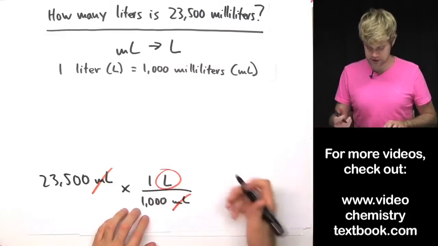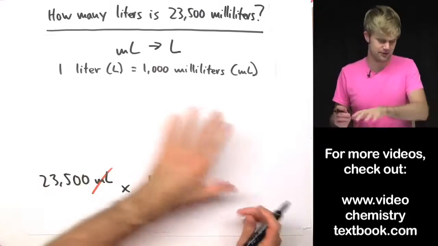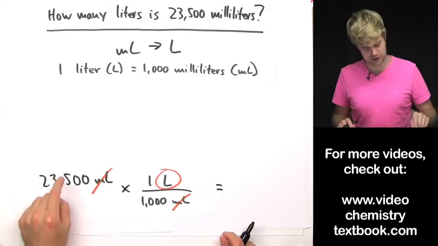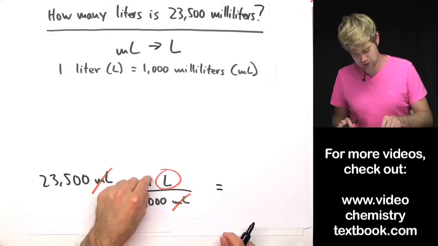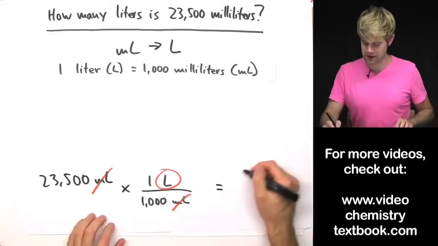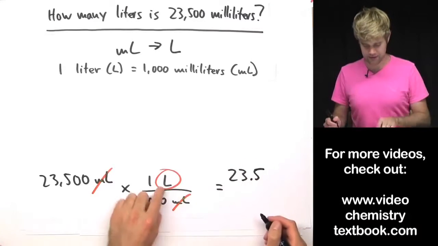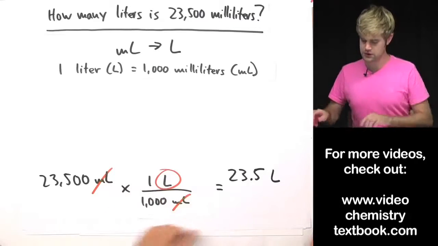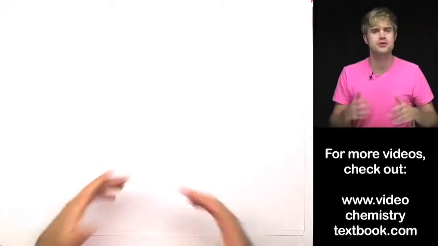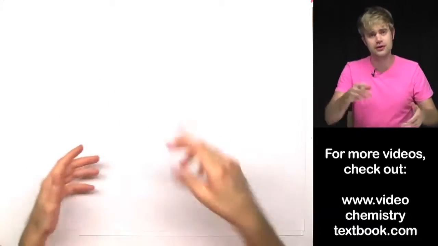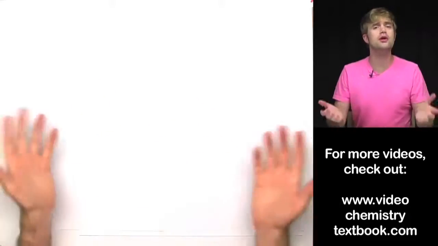I'm left with liters, and so this is going to be, I'm not even going to write it out because I think you're getting the hang of it. It's going to be 23,500 times 1 divided by 1,000, which is going to be 23.5. Final units are in liters. So that's how you can convert from one unit to another by setting up your conversion factors and canceling your units. So where do you go from here?